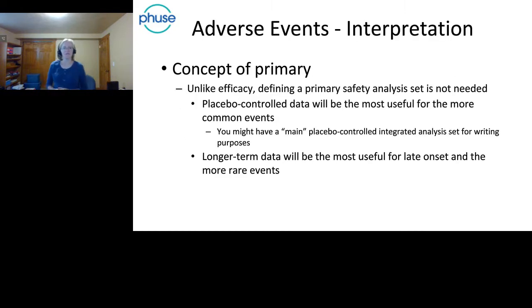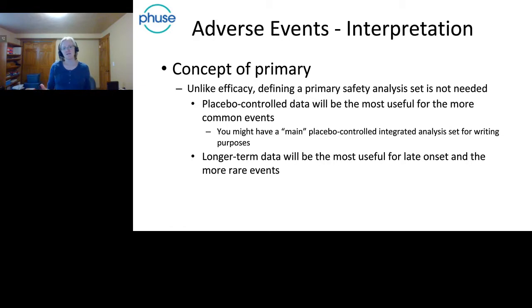Okay, let's get to adverse event interpretation now. One thing that we see a lot, and that we think we could probably discontinue, is defining a particular analysis as primary. This is different than efficacy. Unlike efficacy, it's really not necessary to define a primary safety analysis set.